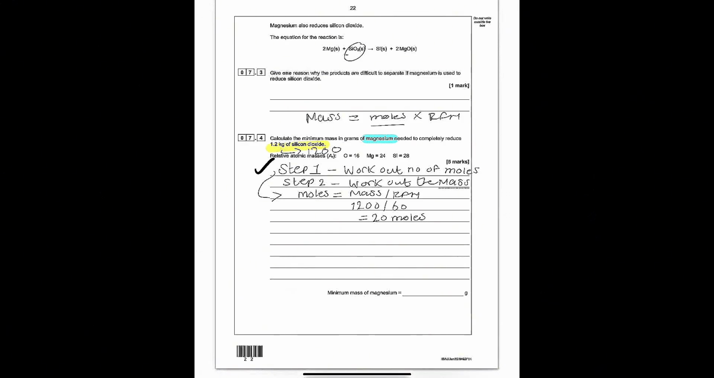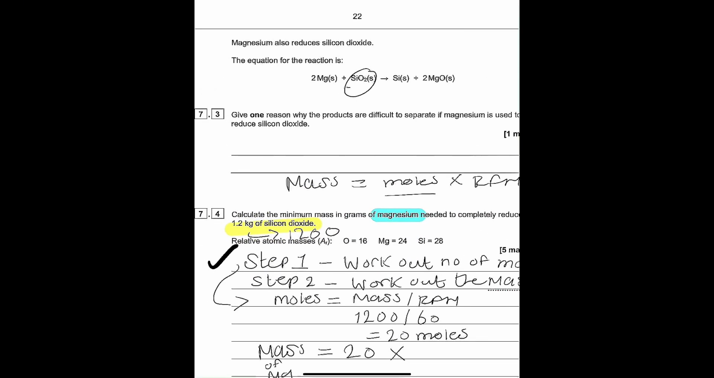So we can see that we need to work out the mass in grams for magnesium. So what we're going to do now, when we're working out the mass, we have to multiply the number of moles by the RFM of magnesium. So let me just write this down over here. When we're working out the mass, I'm going to write down the equation equals 20, which we already have. This is going to be the mass of magnesium. I'm just going to write that down over here. We're going to multiply that by the RFM of magnesium. Now we're going to find magnesium in the equation here.